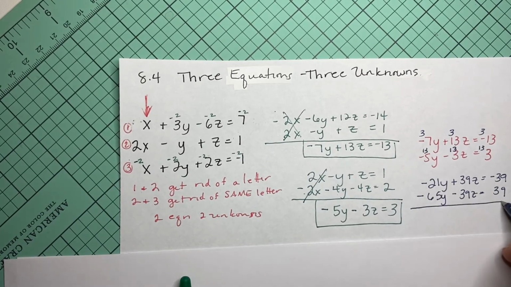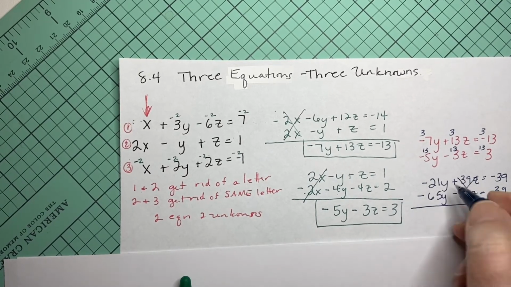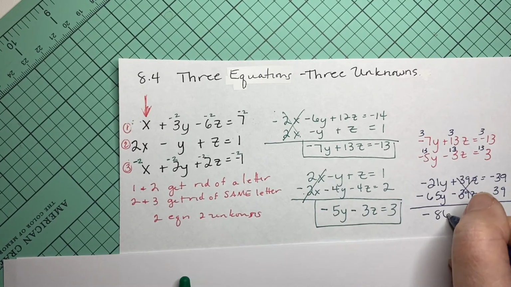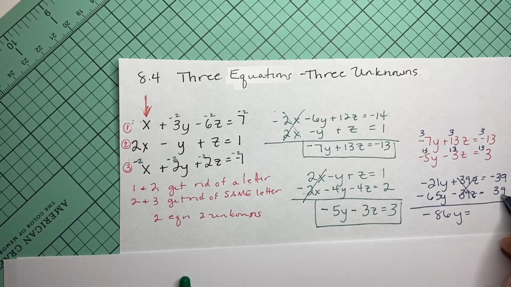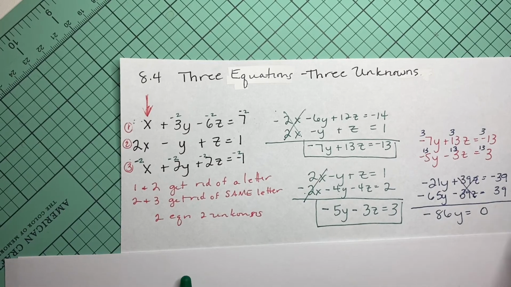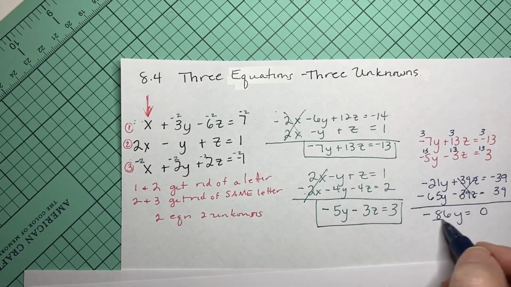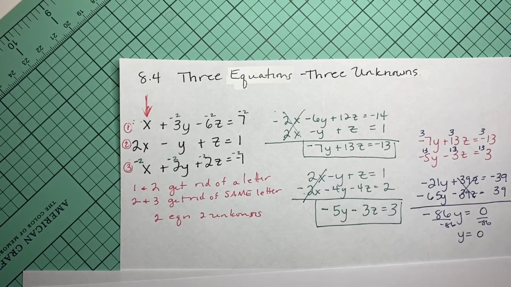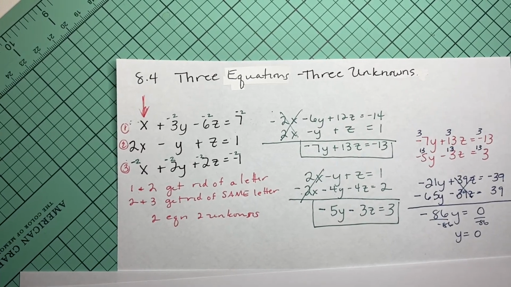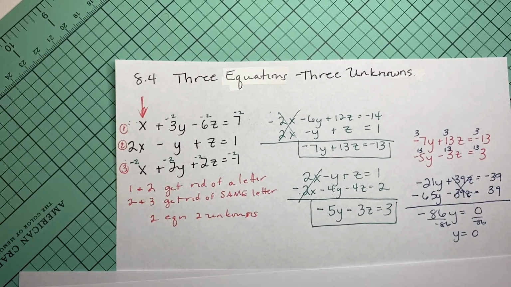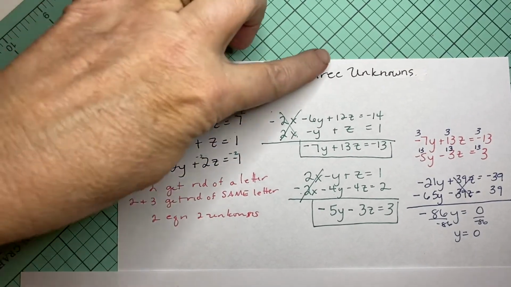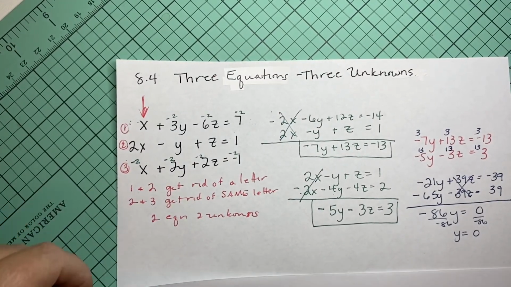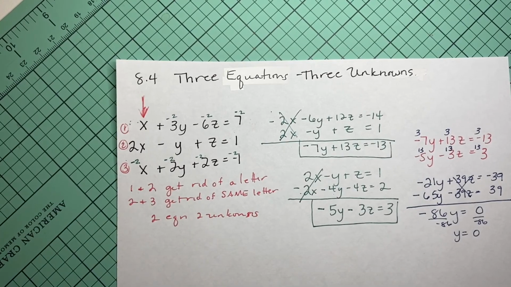So now when we add them together, this cancels out. And so we really have a negative 86y equals negative 39, and positive 39 is a 0. Divide by negative 86. So y equals 0. So we solved for our first one, but we have to solve for all 3 of them. So we have one answer, but we've got to find 3 answers. So now we're going to work backwards.